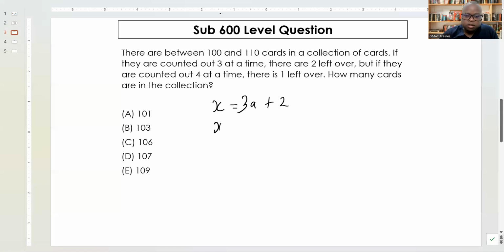This same value of X, if you count it in 4s, that is now 4B, because these values are different. You'll have to add 1 to get the value of X. So that's what you're looking at. Since you are counting in 3s and 4s, X also has a form from the multiple, the LCM of these two, 3 and 4, which is 12. So X is also of the form 12C.